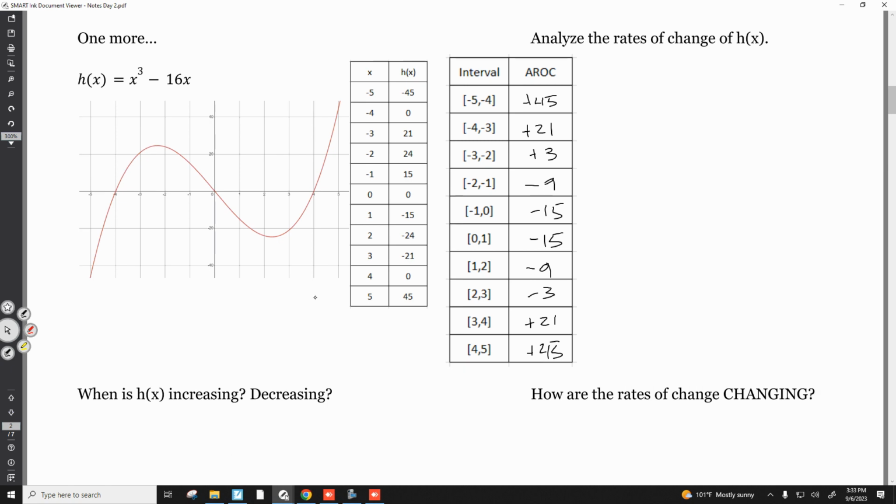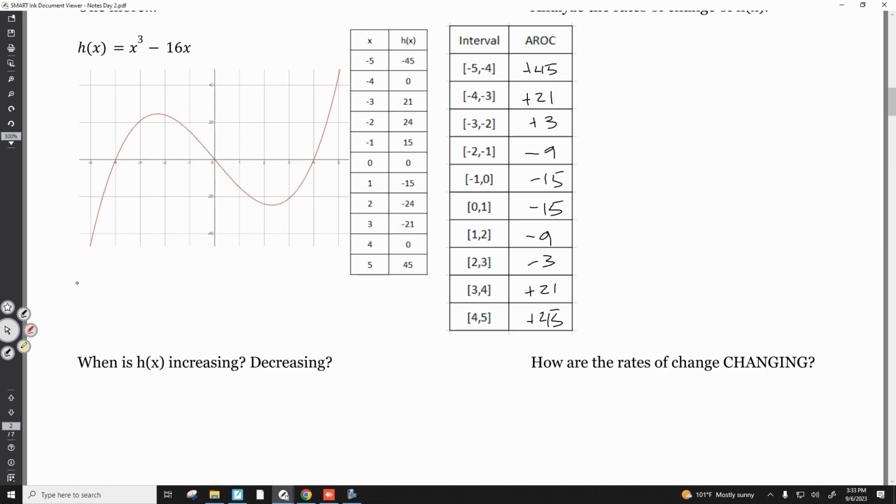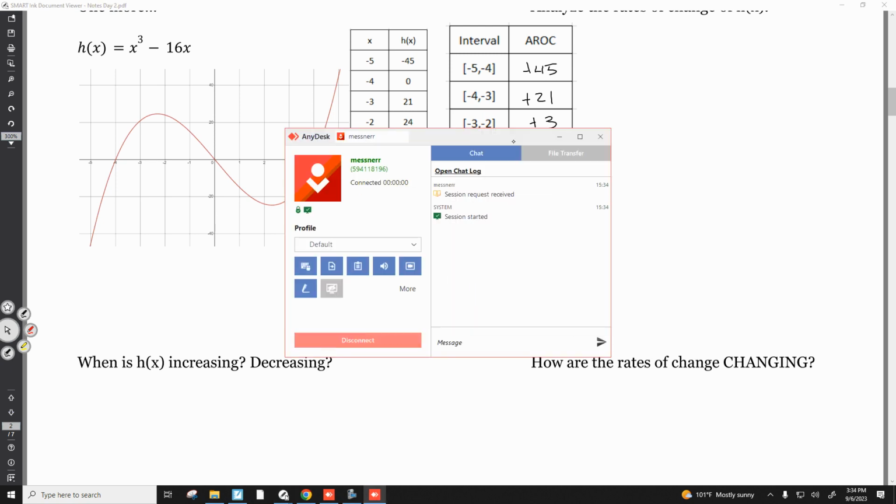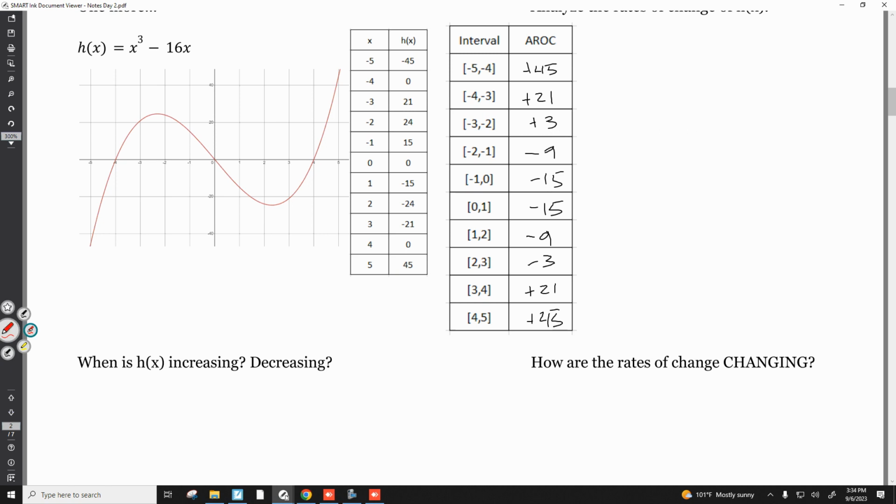Start with telling me, when is the function increasing? Go. When is this h increasing? Original. It's fine.